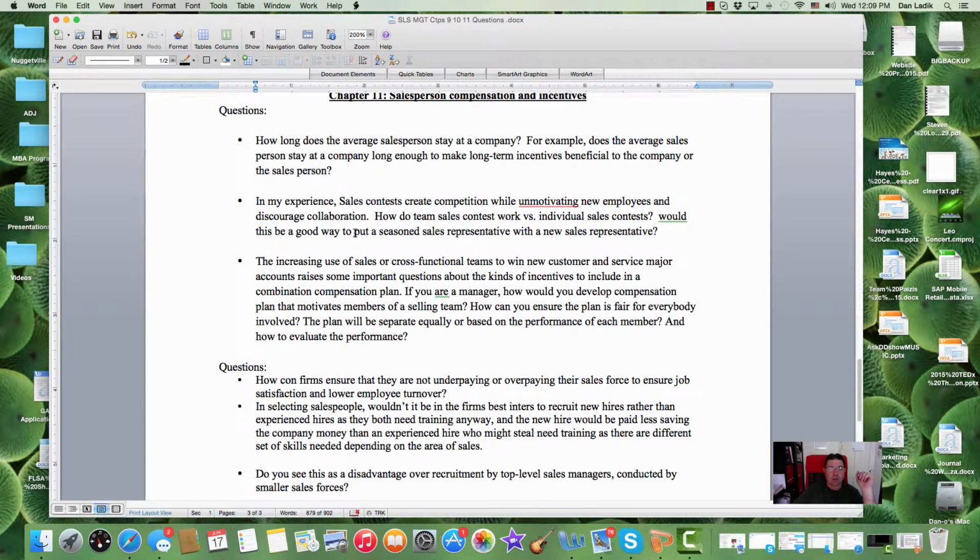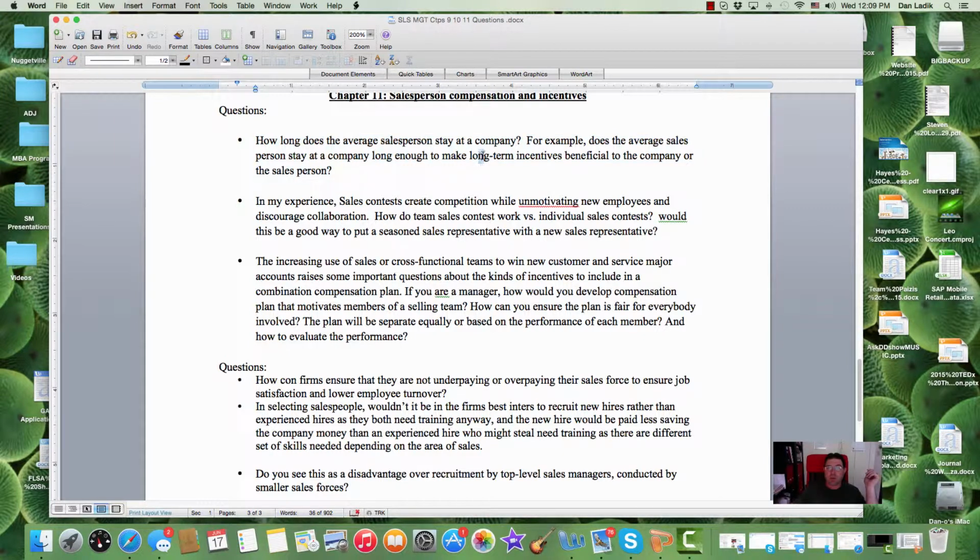Chapter 11, Compensation. How long does the average salesperson stay at a company? It's about 5 years, give or take a year or two. Some salespeople go 7 to 11, but 5 is probably the middle, if you look at a bell-shaped curve. Usually, if you think about it, selling is hard. It is a 50 or 60 hour a week job. You get some flexibility there, but it is very hard. And if you're married and you have kids, you may not want to travel that much. Usually what happens is a salesperson young in their career does it for 5, 7, maybe 10 or 11 years, and then they move up within the company.